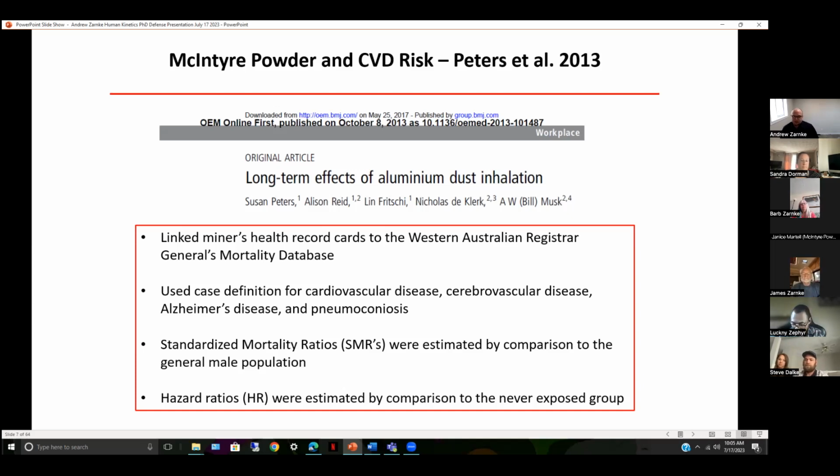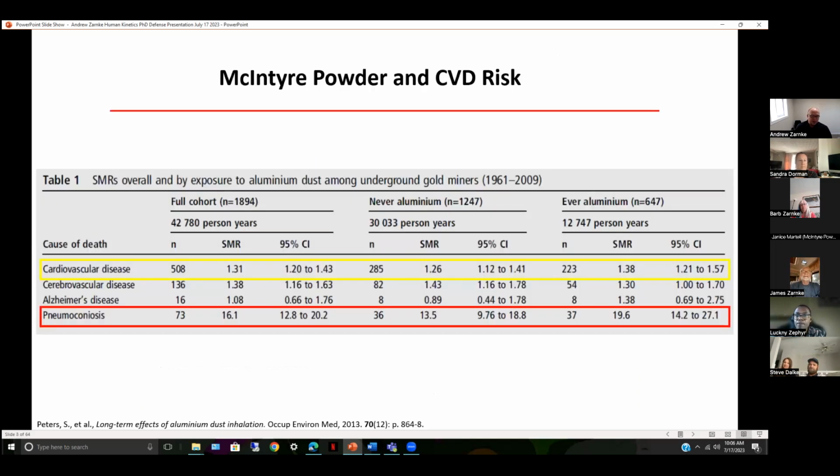And they also did incident rate ratios or hazard ratios by comparing to the never exposed group, similar to the way we did in our study, which I'll get to soon. So it was very interesting, this study actually. They also looked at the rates of pneumoconiosis, which include silicosis. And they were interested to see if McIntyre powder actually decreased the rate of silicosis or lung disease in miners in general.